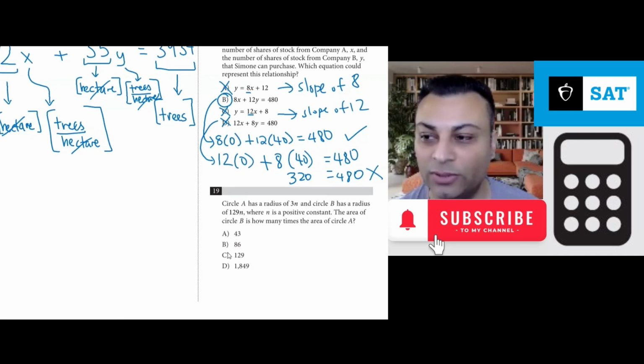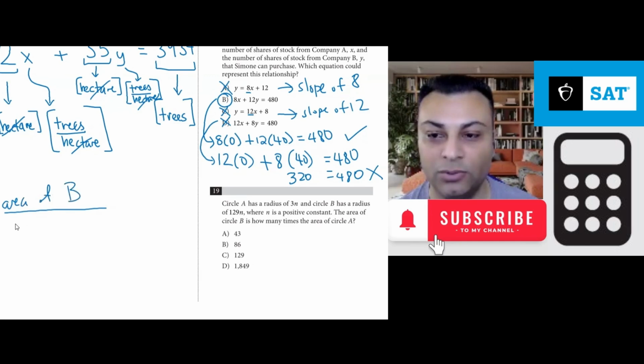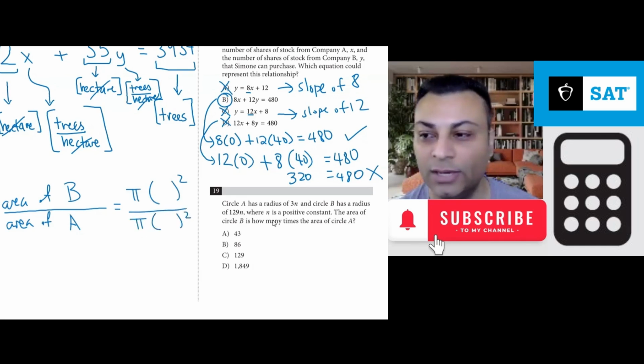We would like to know the area of circle B is how many times the area of circle A. We would like to know this ratio: area of circle B over area of circle A. Okay, it's pi radius squared over pi radius squared. Circle B has a radius of 129n, so this is 129n. Circle A has a radius of 3n, so this is 3n, the radius of circle A.